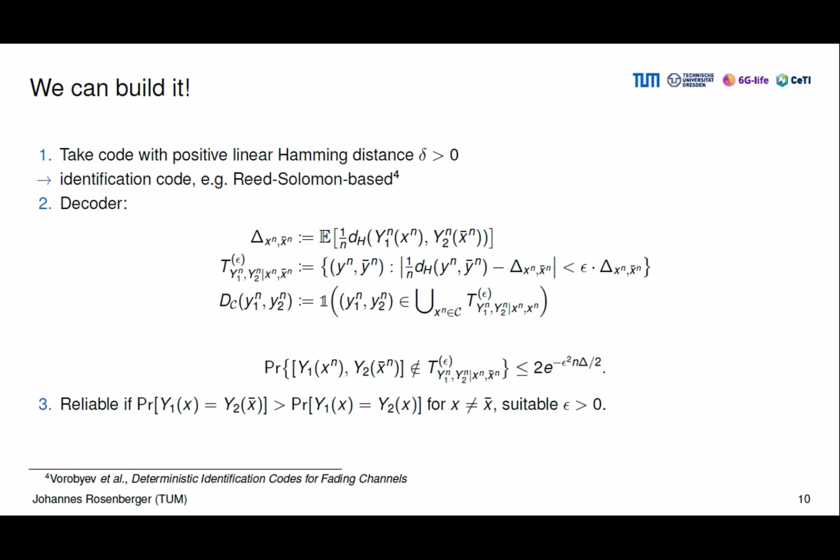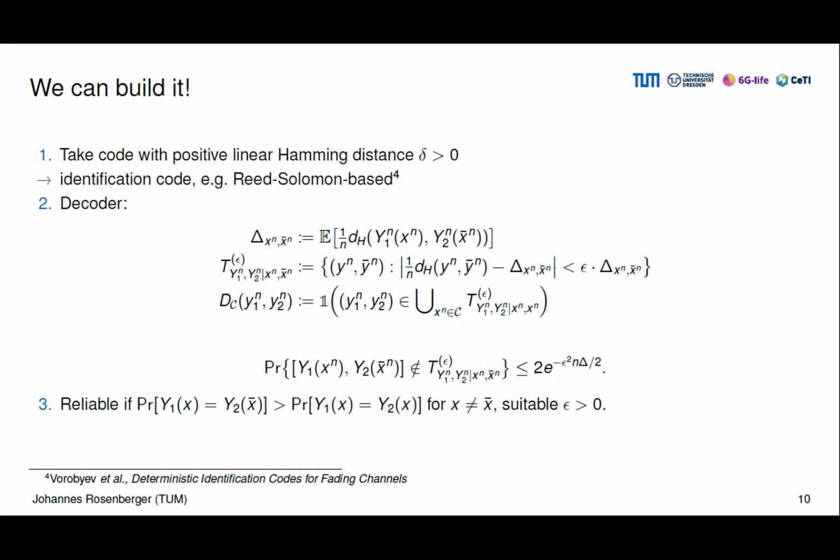And then you just do a distance test at the receiver. Classically, for deterministic identification codes, you test the distance between your codeword and the received sequence, and you test if it is close to the expected distance that you have for this channel. In our case, we just test the distance between the two channel outputs and test if it's close to the expected distance. So for two parallel channels, this works. This delta here is just the expected relative Hamming distance. This T is kind of a distance typical set. That's why I use this letter T.